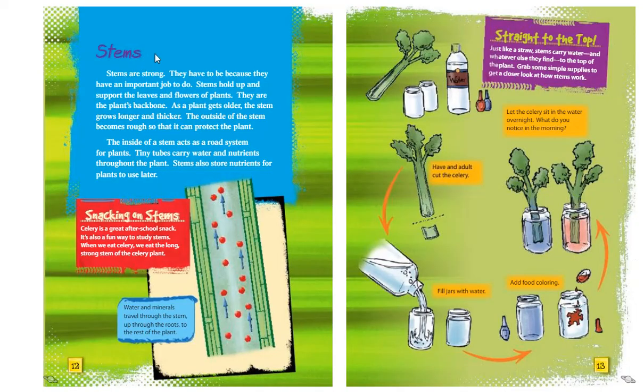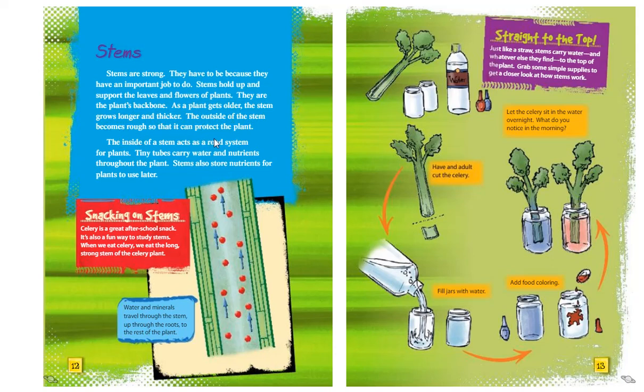The next part of the plants to talk about is the stems. Stems are strong. They have to be because they have an important job to do. Stems hold up and support the leaves and flowers of a plant. They are the plant's backbone, so to speak. As a plant gets older, the stem grows longer and thicker. The outside of the stem becomes rough so that it can protect the plant.